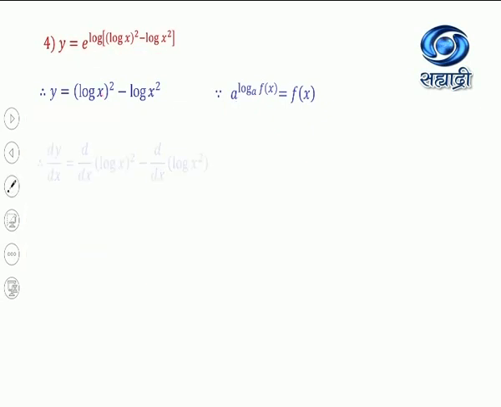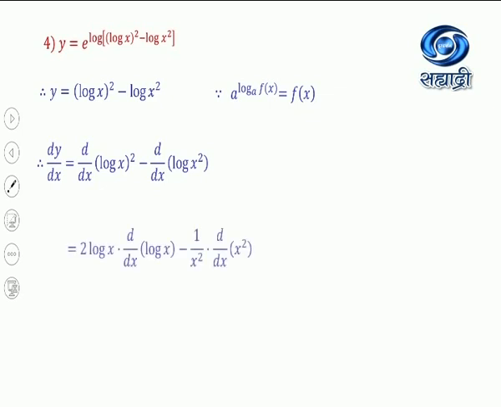And now our next step is by taking derivative of both sides with respect to x. Now dy by dx equals d by dx of the right hand side, that is (log x)² minus log of x². Here d by dx of the right hand side means derivative of the first term minus derivative of the second term, by using the subtraction rule of differentiation.